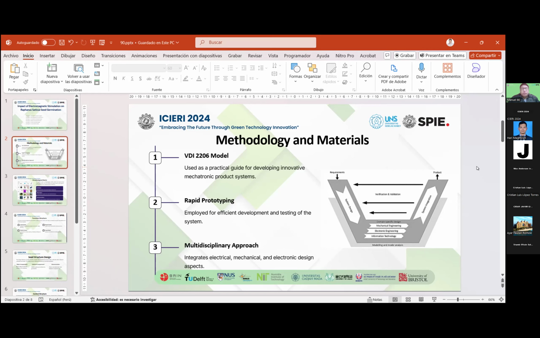Two, rapid prototyping, employed for efficient development and testing of the systems. Three, a multidisciplinary approach that integrates electrical, mechanical, and electronic design aspects.